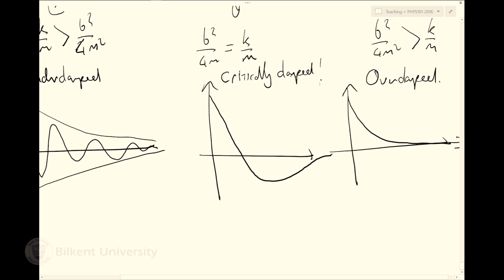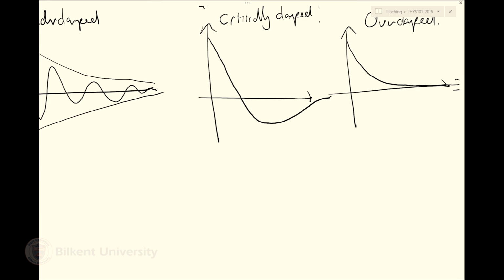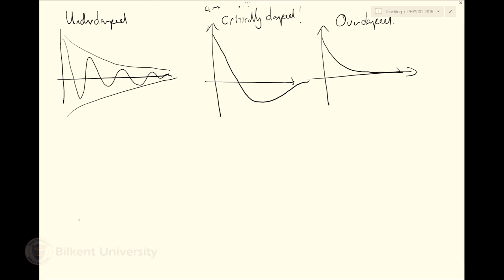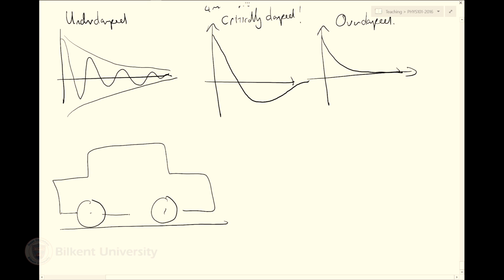Now, here's an example for you. I know most of you do not drive yet, but Bilkent has a lot of speed bumps. And in almost all cars, the tires are connected to the body via suspension. Okay, it's basically an oscillator.